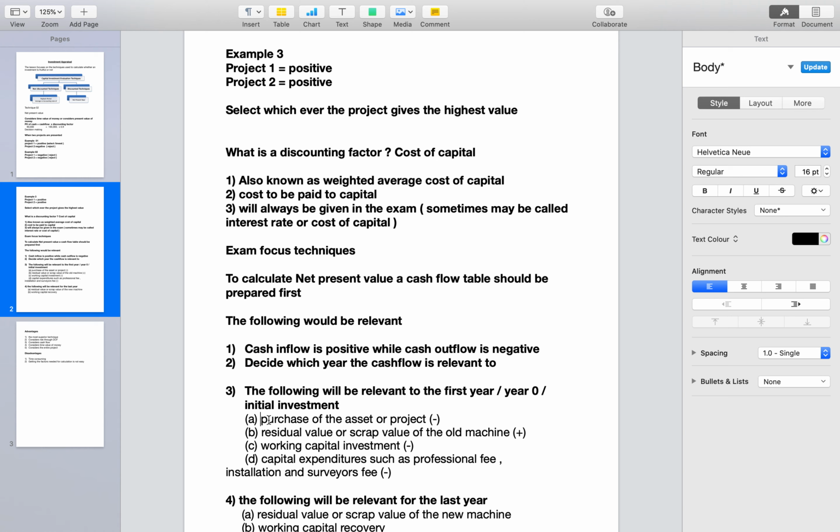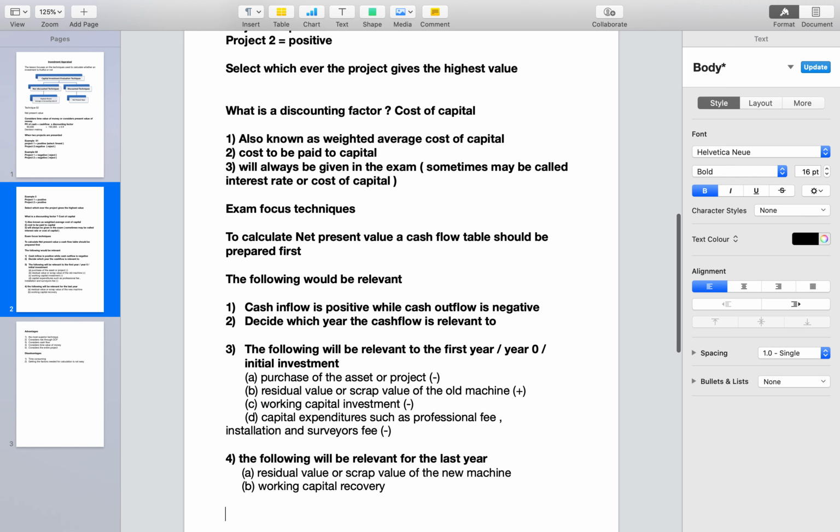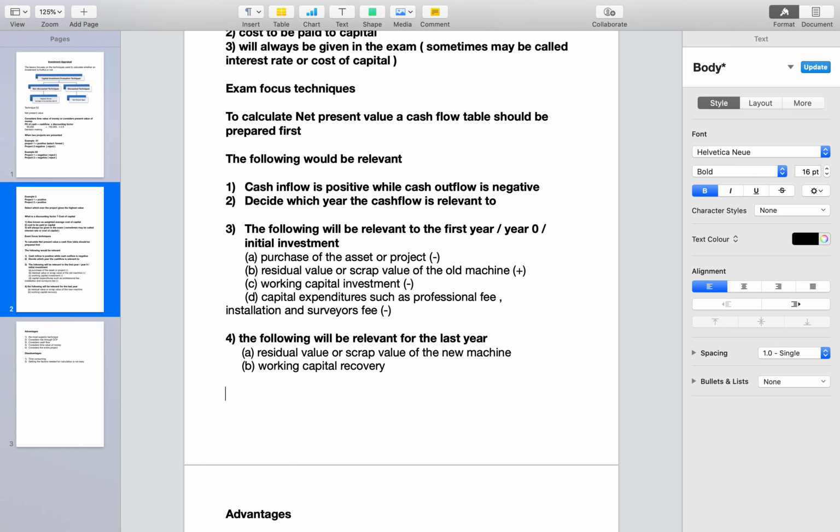Now guys, in most exam papers, there are some transactions which are repeatedly tested. So when you prepare a cash flow table, you'll always start off with something called year 0. What do you mean by year 0? The year in which you are investing, or the year in which you go and buy a machine, something like that. So remember, under year 0, the following things will always be relevant.